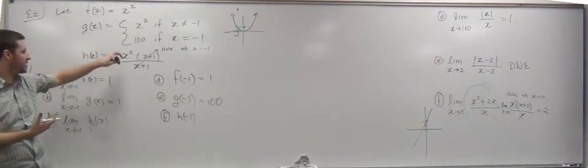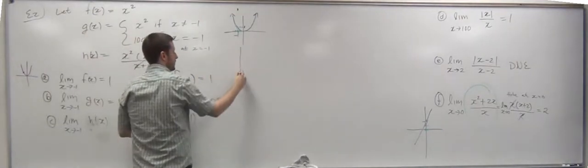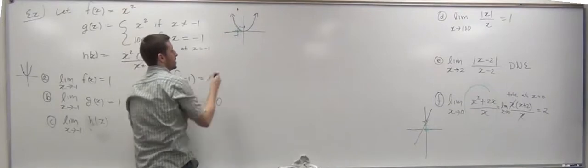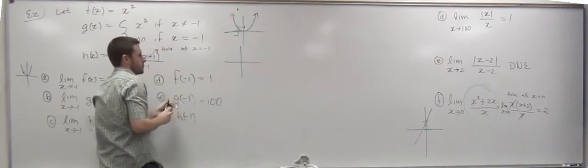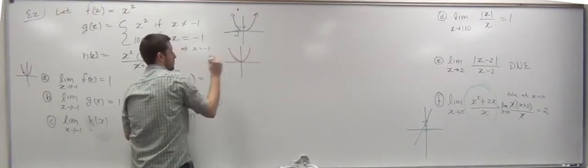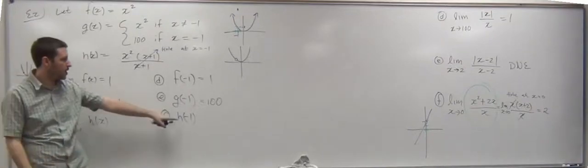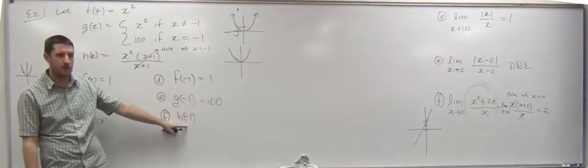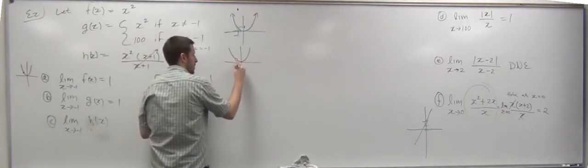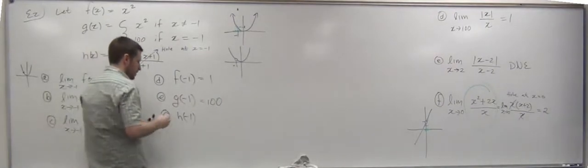Right? I haven't in any way indicated that the hole should be filled in here. So for this graph, it's basically that one, it's basically this one without the point. So we had an x squared, but we took a point out. So for this part, h of negative 1 is undefined, because when x is negative 1, there's no y value. So this is undefined.